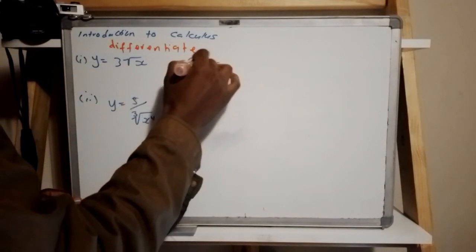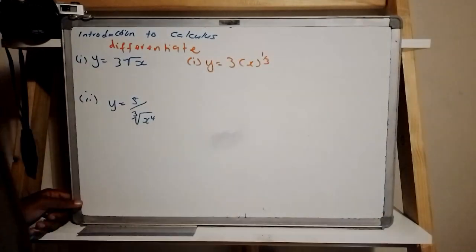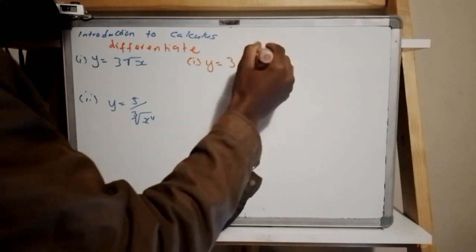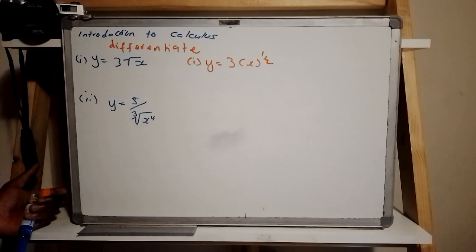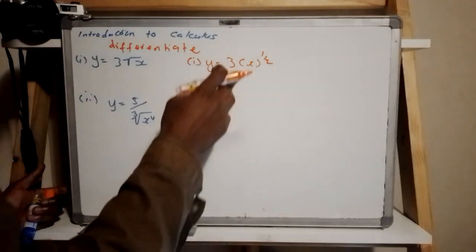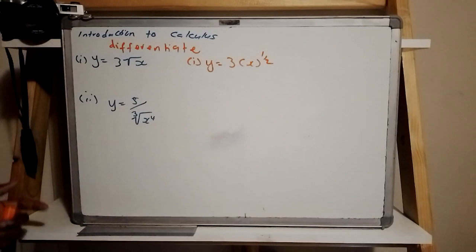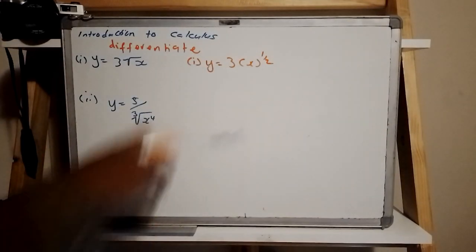This is my question 1. y is equals to 3 x to the power 1 over 2, because it's a square root, right? I need to do that. Why? Because I know if I have a square root, it can be represented by to the power half. Now I can differentiate.